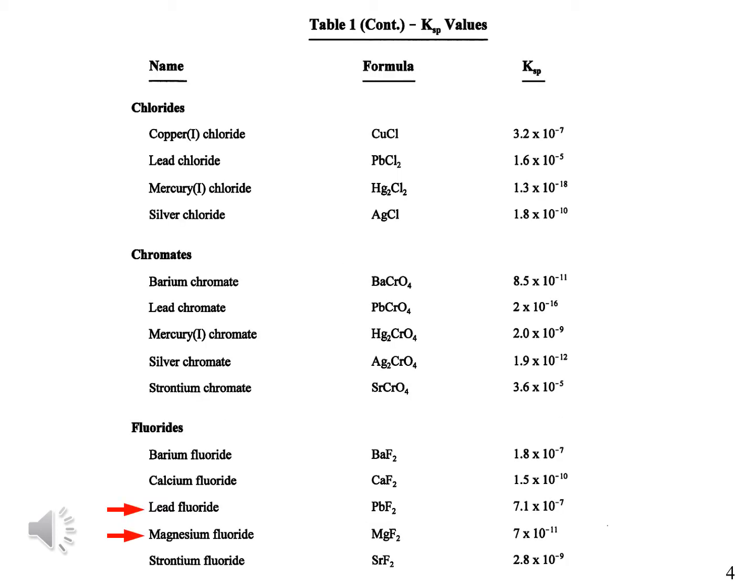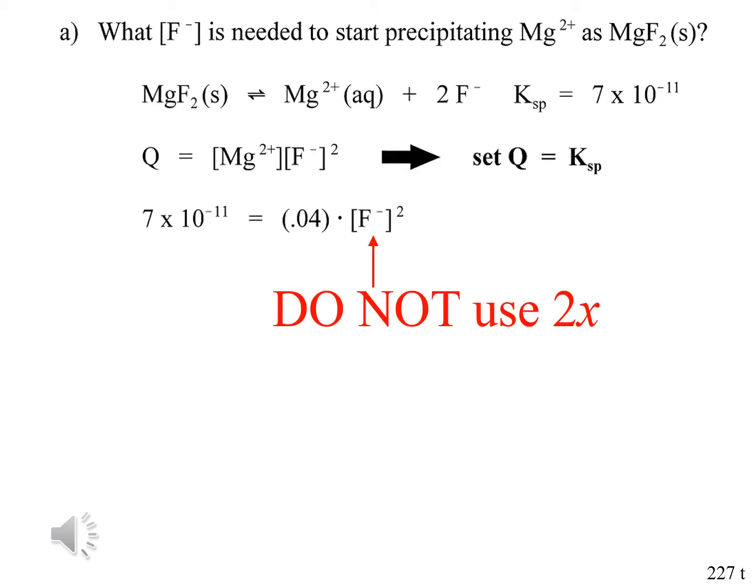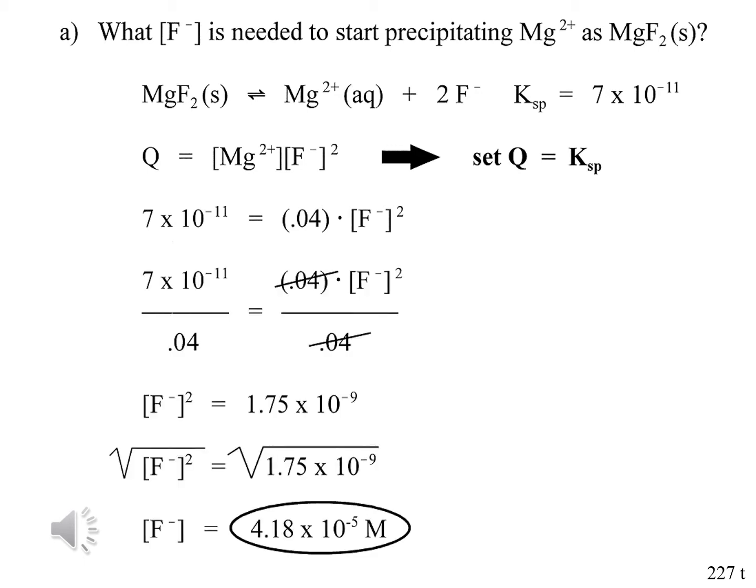You can look up the Ksps of the two compounds in Table 1. And the first question is to ask what concentration of fluoride is needed to precipitate magnesium. This is a problem where you're going to set Q equal to Ksp, but you do not put a 2x in the bracket when you solve for F minus, because this is a mixing problem. That's where the number for magnesium comes from in the picture in the next slide.